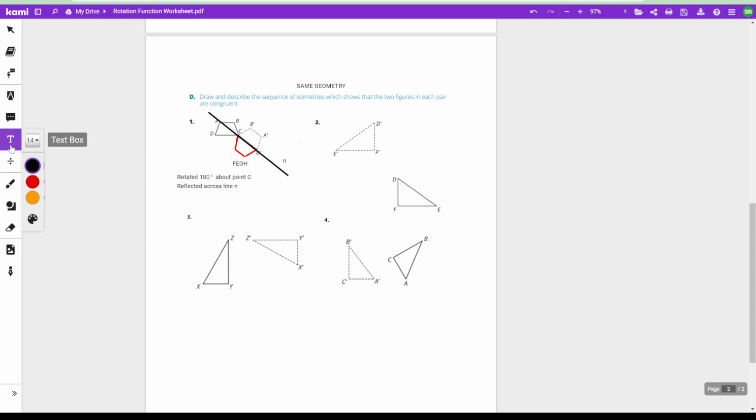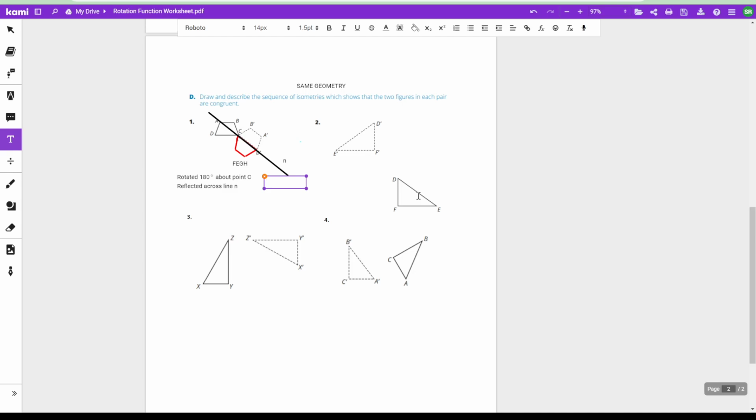So you could write, for example, R for rotate, and we rotated about point C, 180 degrees in the positive direction. And our input shape was A, B, C, D. And our output was the shape that we labeled F, E, G, H.